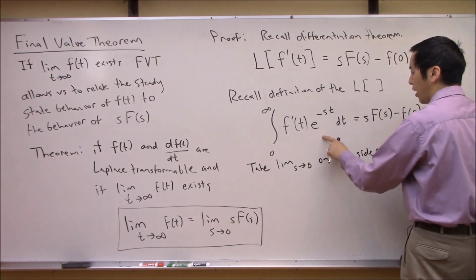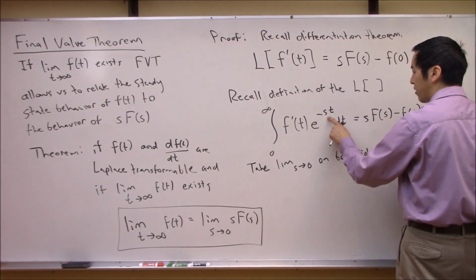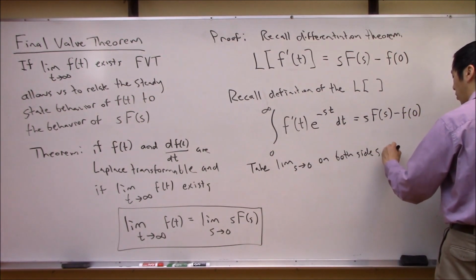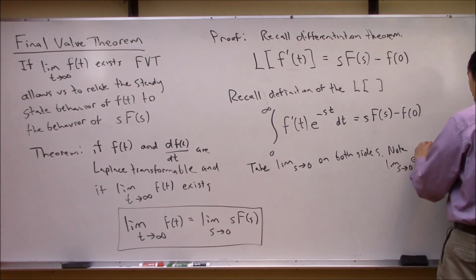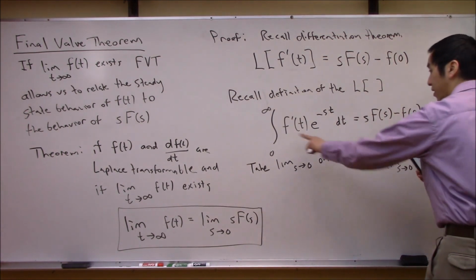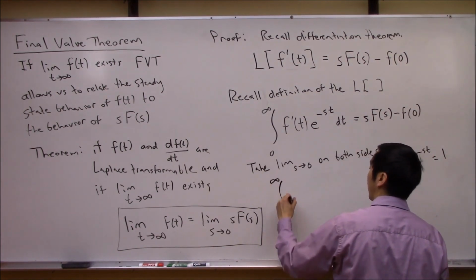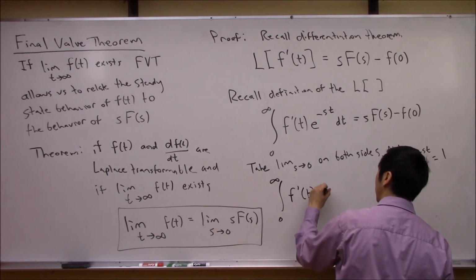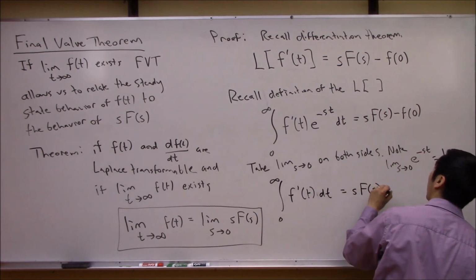Okay, so we see here, if you take the limit as s goes to 0 of this entire integral, you notice e to the minus st. Let's make a note here: the limit as s goes to 0 of e to the negative st is just 1, because s is going to 0. So the left-hand side simplifies to the integral from 0 to infinity of f prime of t times 1 dt, which is equal to the right-hand side, still unchanged: F of s minus f(0).